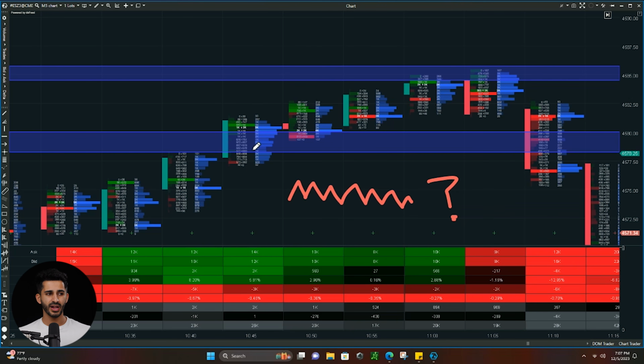Now, if price wasn't balancing out and price was moving up and we got strong delta, that's actually a good sign. But if you look at the delta for each 5 minute candle, 593, 27 here, we're essentially flat. The buyers and sellers are both kind of confused. We come in here, no real movement. We go in here, no real movement.